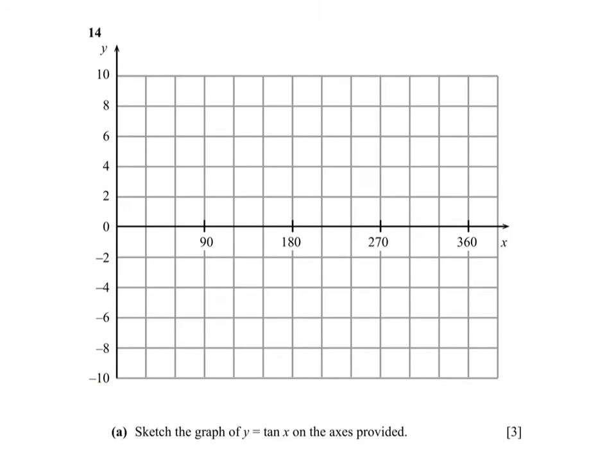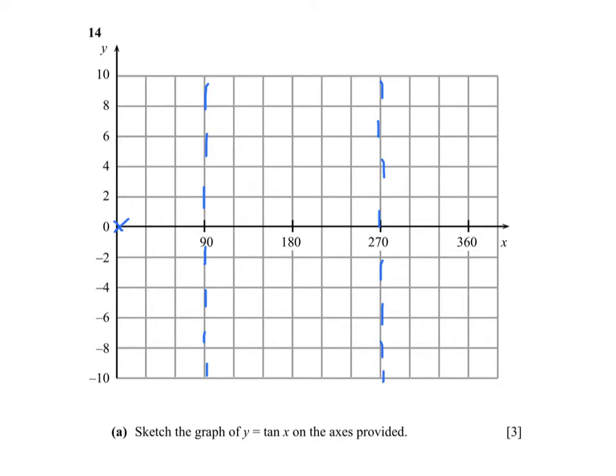Tan of 0 is 0. Tan of 90, when we put that into the calculator, we get an error message, and that's because we have an asymptote here. The tan of 90 does not exist. Similarly, the tan of 270 does not exist.